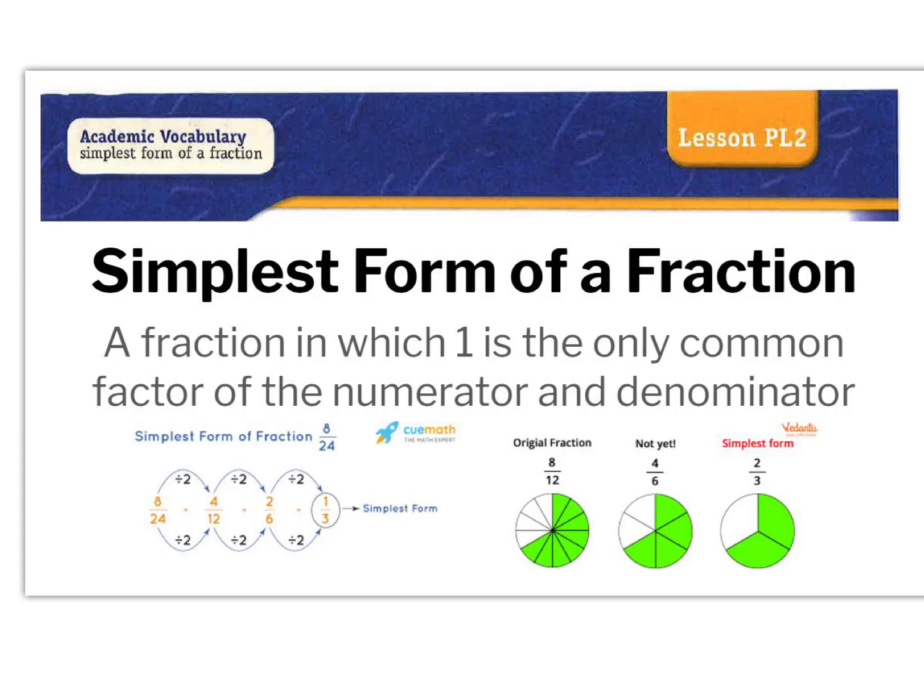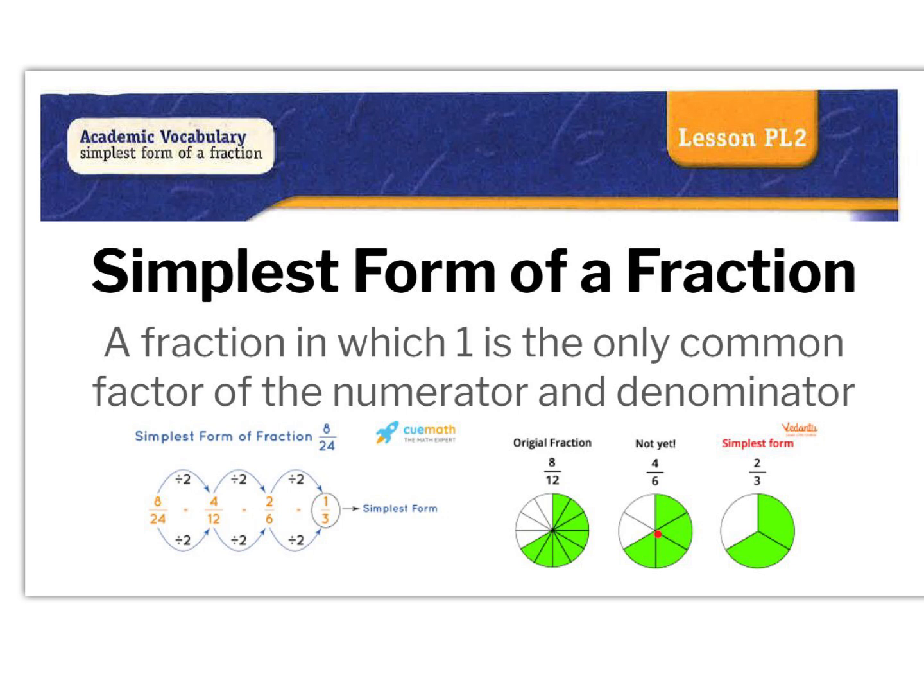All right, our vocabulary today is the simplest form of a fraction. A fraction in which 1 is the only common factor of the numerator and the denominator. So the simplest form of a fraction, 8 over 24, 8 24ths. You can see they divided top and bottom by 2, and then you got 4/12. They can divide again by 2 to get 2/6. You can divide again by 2 and get 1/3. So that means that 1 and 3, the only common factor they have is 1.